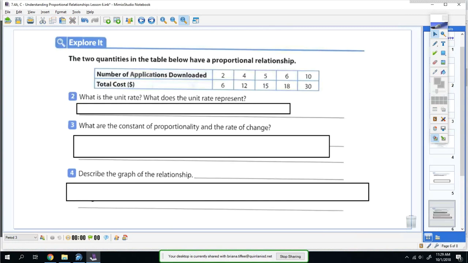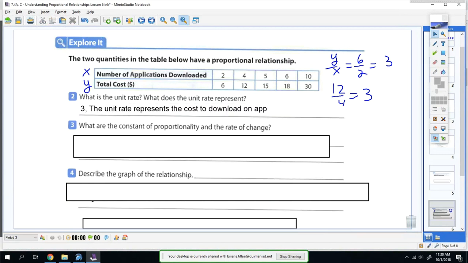Okay, the two quantities in the table have a proportional relationship. What's the unit rate? Well, I always like to put on my table x and y. So that's x and that's y. I know my ratios have to be y over x. So my first ratio is 6 over 2, which equals 3. My next one is 12 over 4, which equals 3. So my unit rate is 3. So for every $3, I get to download one app. The unit rate represents the cost to download an app.